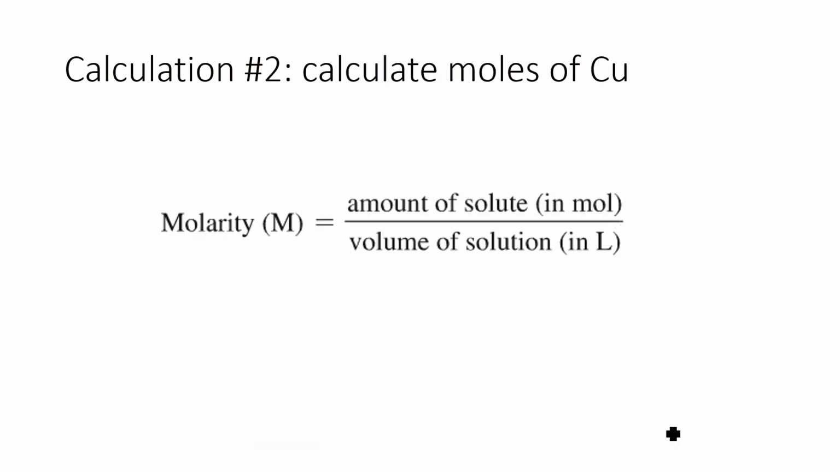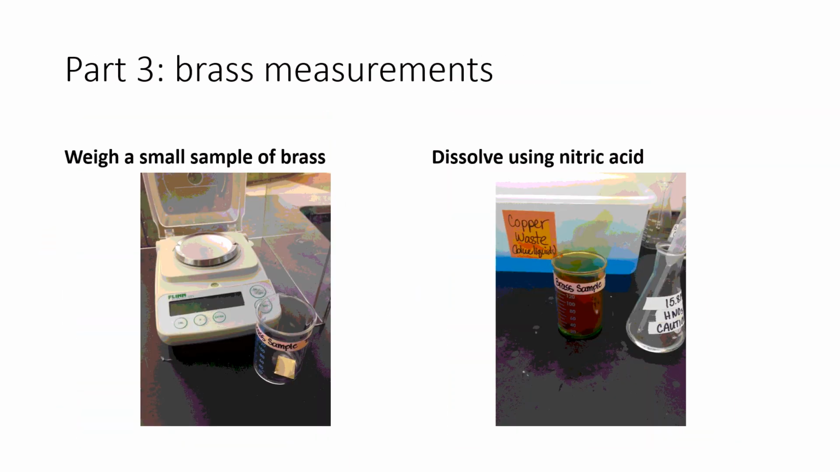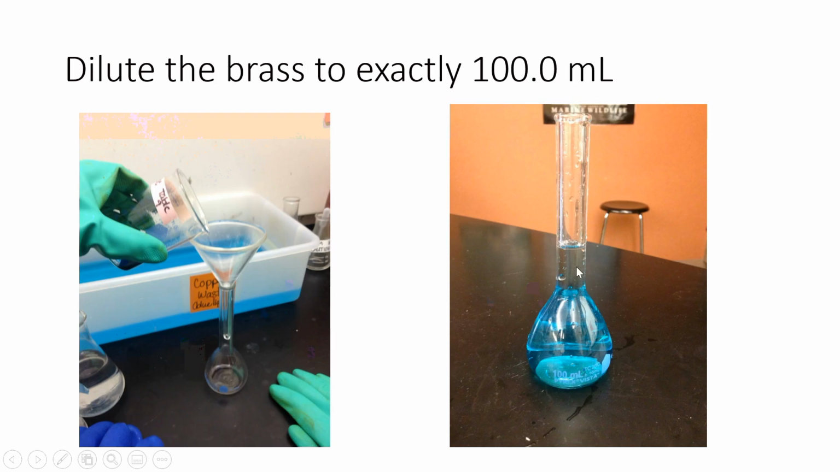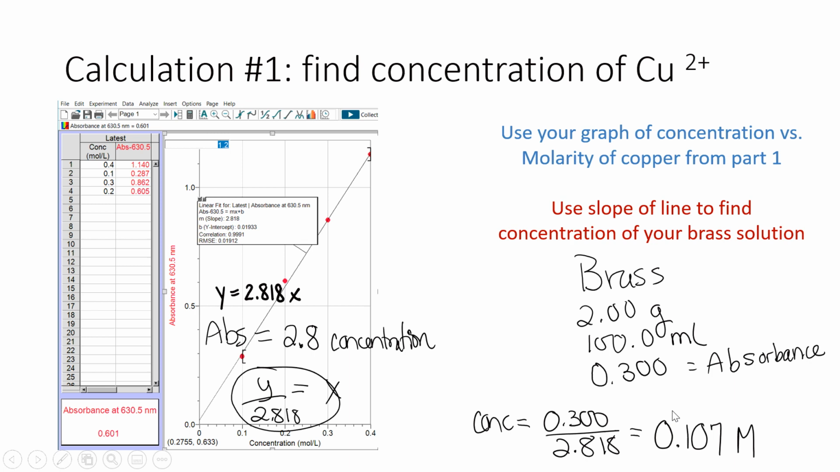In this case, I find that my concentration is 0.10. Well, let's keep all our sig figs here. Okay, so my concentration is about 0.1 molar. So let's go back and think about what this means. I took my brass sample, I dissolved it in nitric acid, and I made a blue solution that had a volume of 100 milliliters. We took the absorbance of the solution, and that told us that the concentration of copper ions in that solution is 0.107 molar. That's what we've figured out so far.